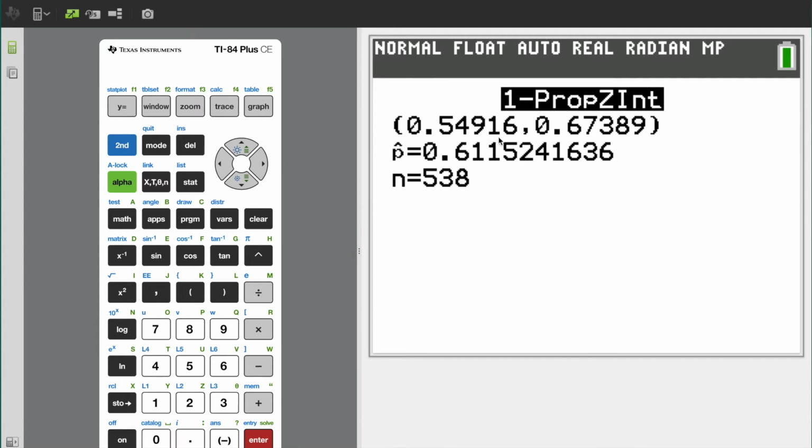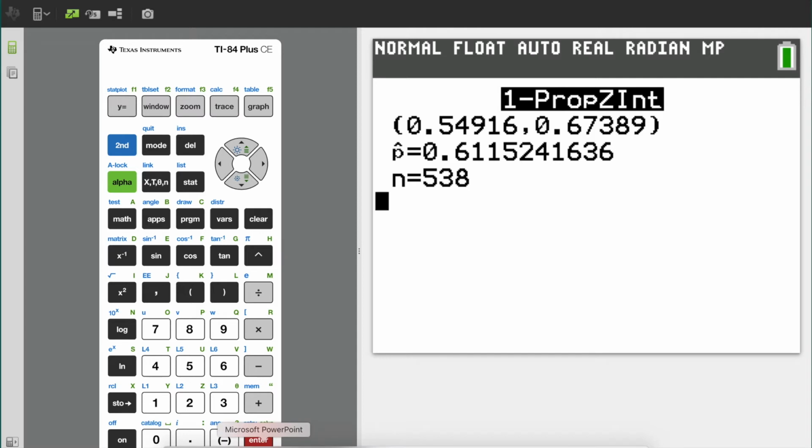That is our interval, so I would put that into my confidence statement. I'm 99.7% confident that the true proportion of E-Town High School students who have not been to Lancaster City or Harrisburg is between 54.916% and 67.389%. Okay, so there is the example for a proportion.